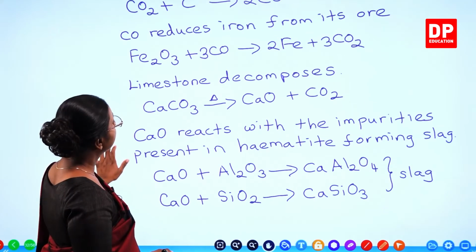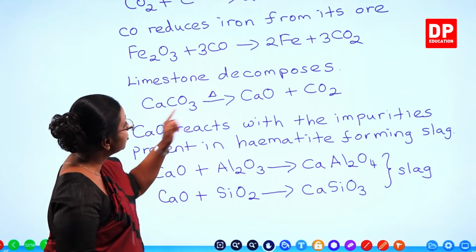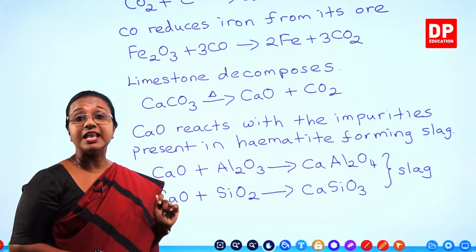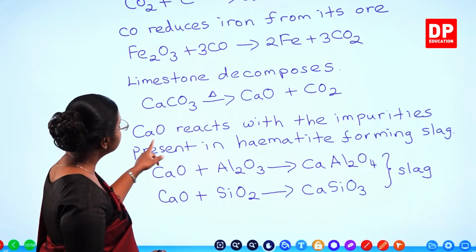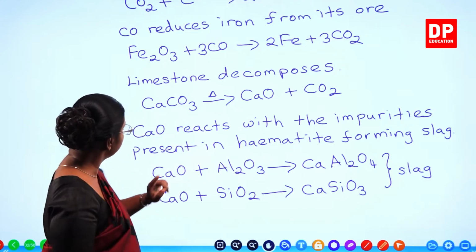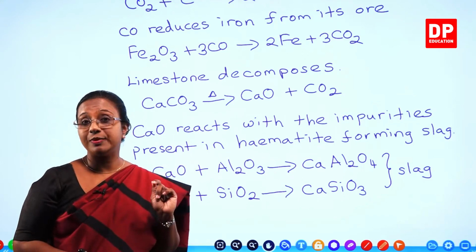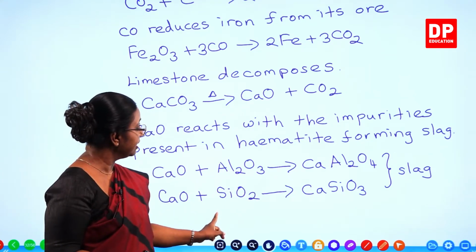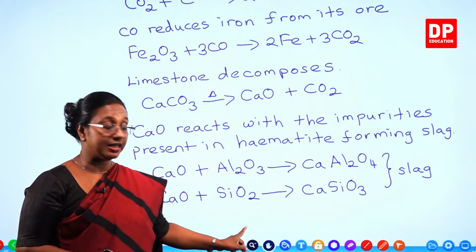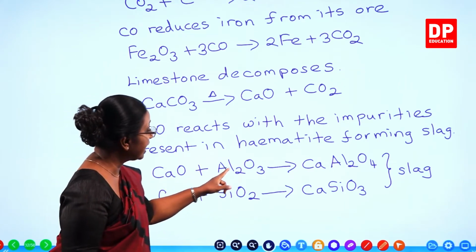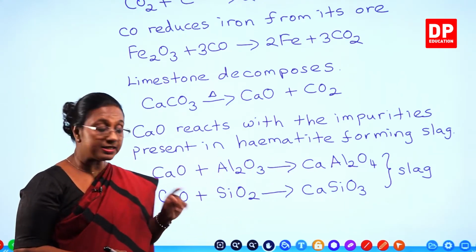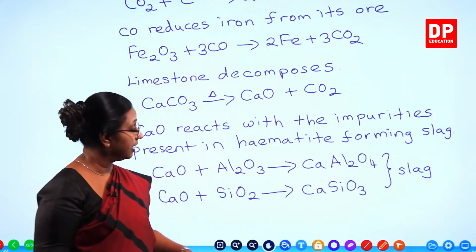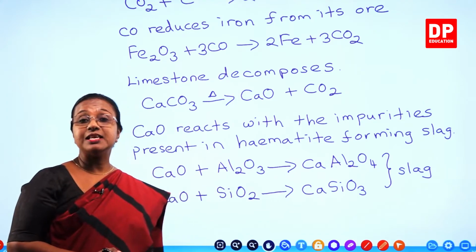Then we have the reaction where limestone decomposes. Calcium carbonate becomes calcium oxide and carbon dioxide. Calcium oxide reacts with the impurities present in hematite forming slag. What are the impurities? Aluminium oxide or alumina, silicon dioxide or silica. So calcium oxide and alumina form calcium aluminate. Calcium oxide and silica form calcium silicate. Both together are known as slag.